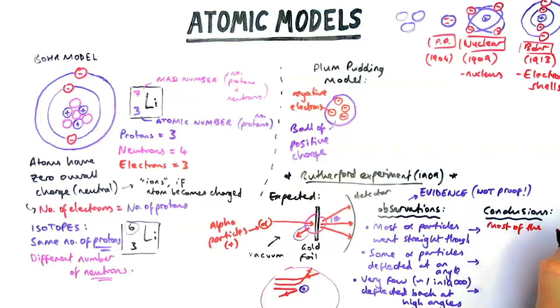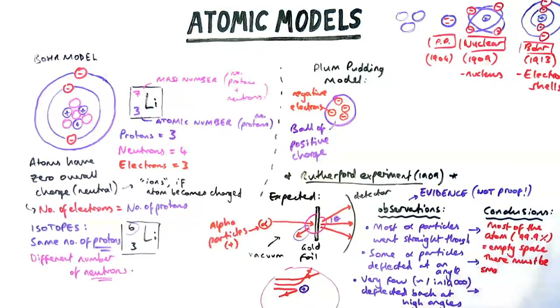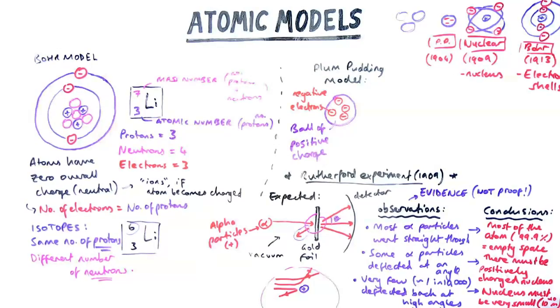So the conclusions you can make from these observations: the fact most of them went straight through is that most of the atom is empty space. There is nothing there. The fact that some of the alpha particles were deflected shows that there is a small positive charge in the center, or positively charged nucleus. And part 3 was related to the size. The nucleus must be very small, because not many were deflected. We're talking about 10 to the power minus 10 meters here. A very, very, very small nucleus, which was completely different to what they thought at the time. So please say deflected, not reflected, which is a different thing.